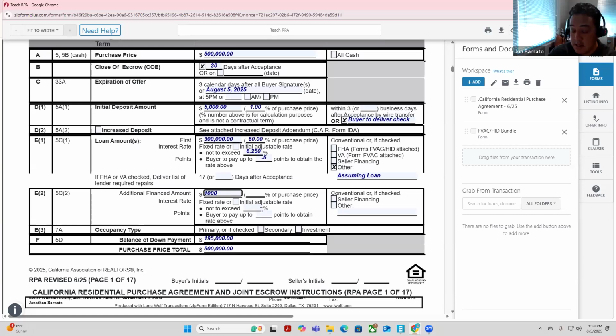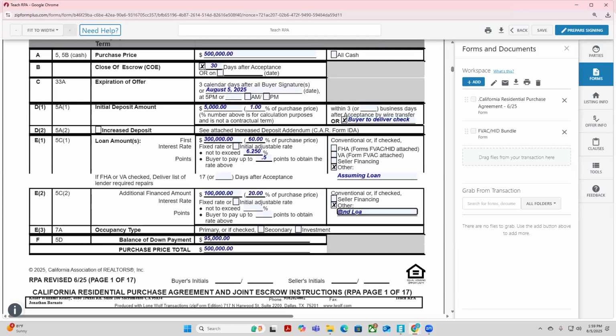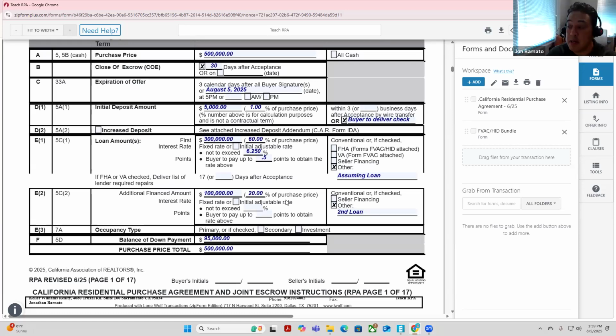I'm doing another 100,000 in assumed financing, right? Other, second loan, or something like that. Okay, I was just making sure that I had set that up correctly. Thank you. Does that make sense? So that would be a time you would put in a second loan, but it's unusual.